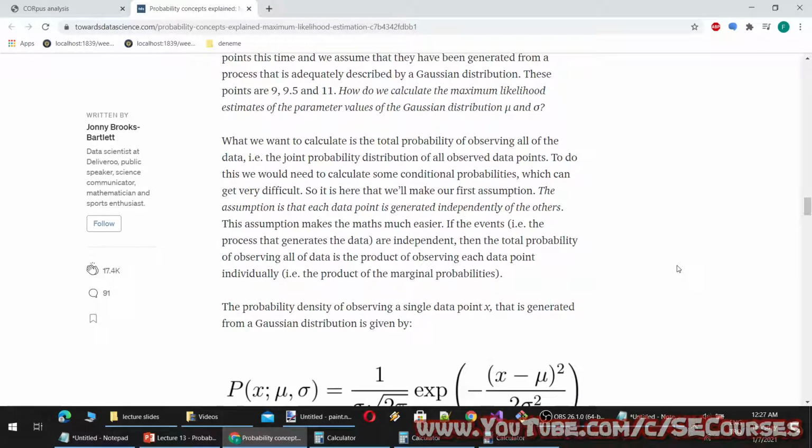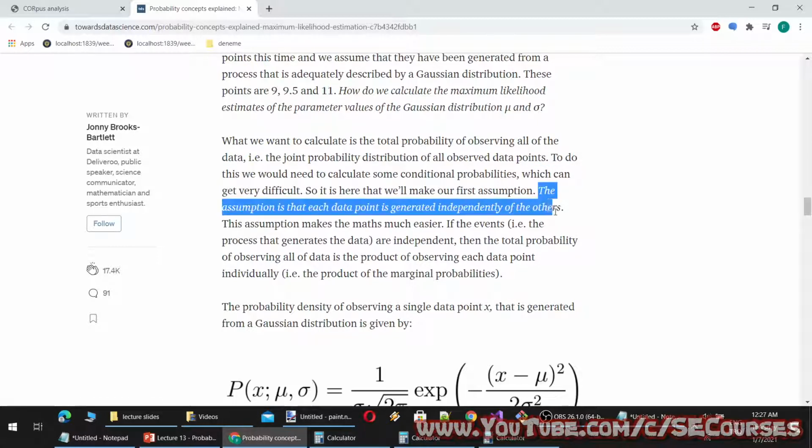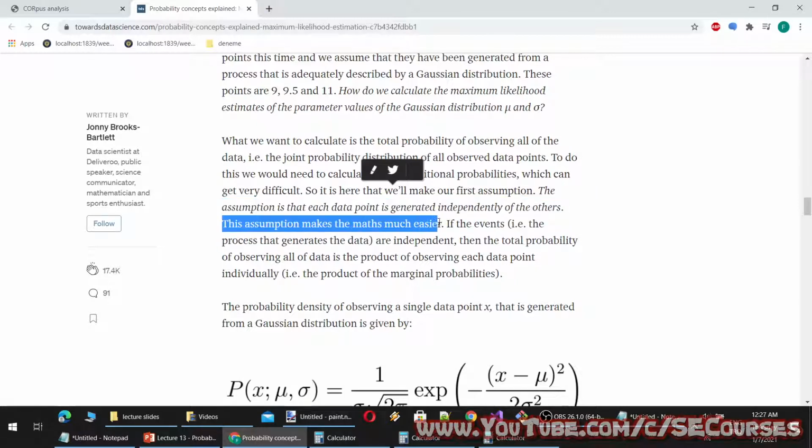What we want to calculate is the total probability of observing all of the data, i.e. the joint probability distribution of all observed data points. To do this, we would need to calculate some conditional probabilities, which can get very difficult. So it is here that we'll make our first assumption. The assumption is that each data point is generated independently of the others. This assumption makes the maths much easier.